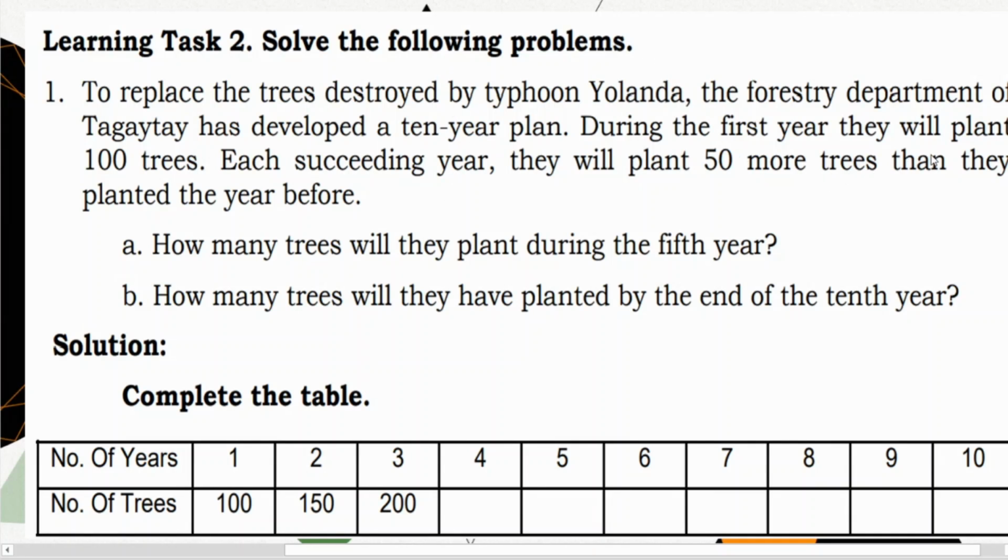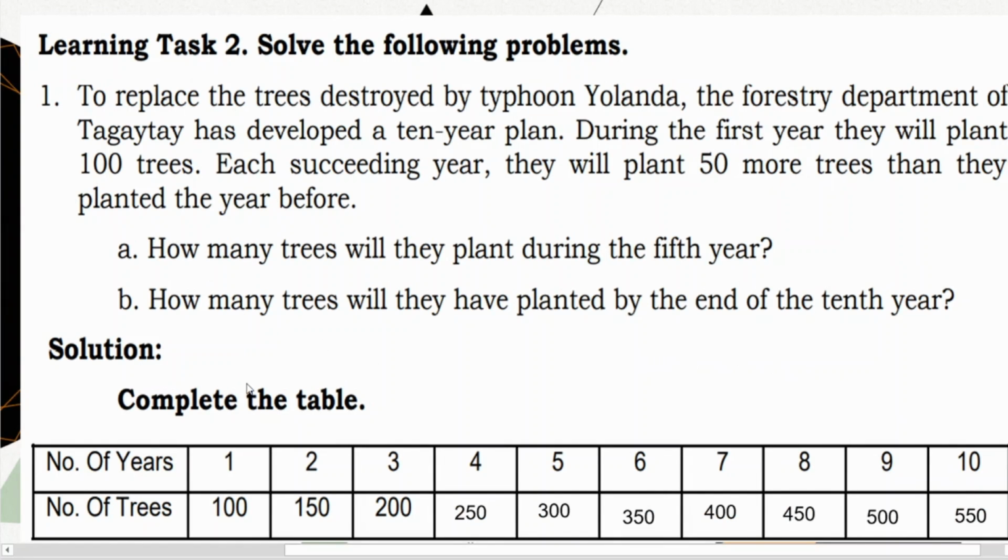So in learning task 2, we need to solve the following problems. Number 1: to replace the trees destroyed by Typhoon Yolanda, the forestry department at Tagaytay has developed a 10-year plan. During the first year, they will plant 100 trees. Each succeeding year, they will plant 50 more trees than they planted the year before. First problem: how many trees will they plant during the 5th year? And the second problem: how many trees will they have planted by the end of the 10th year?